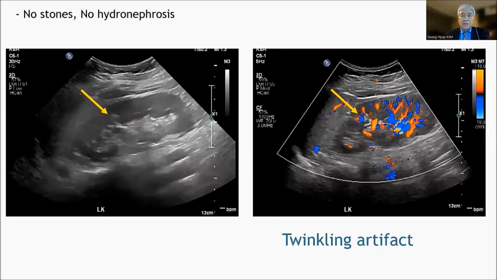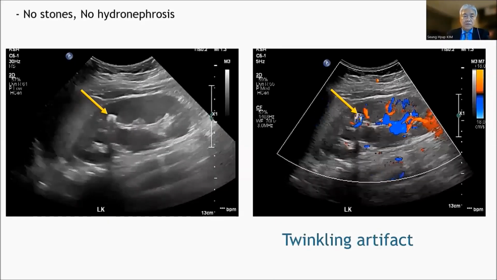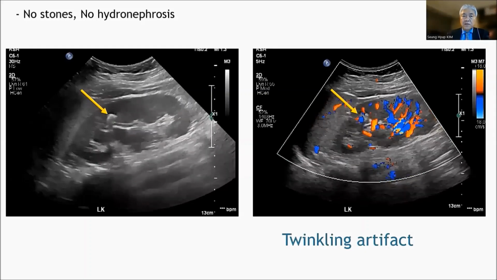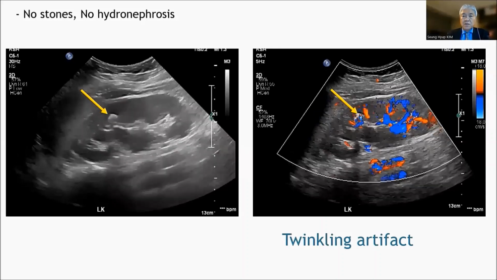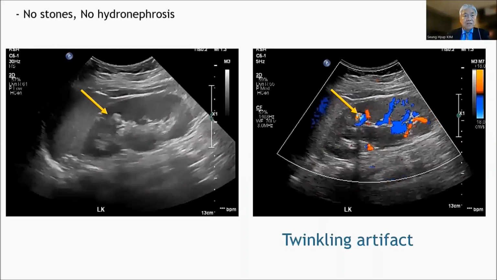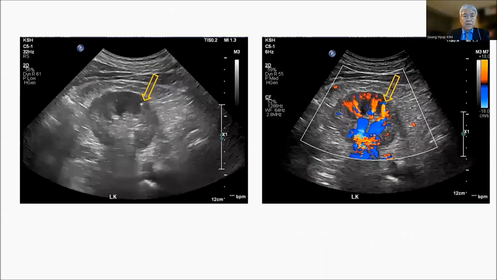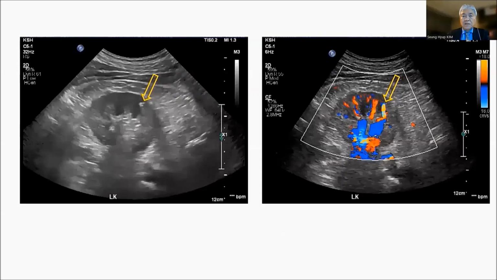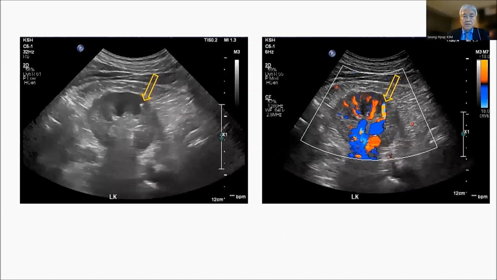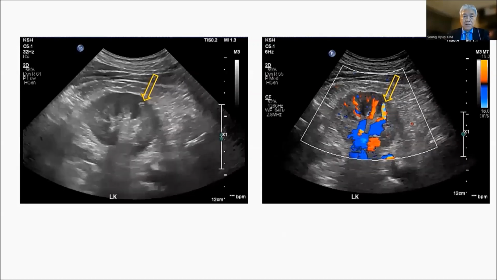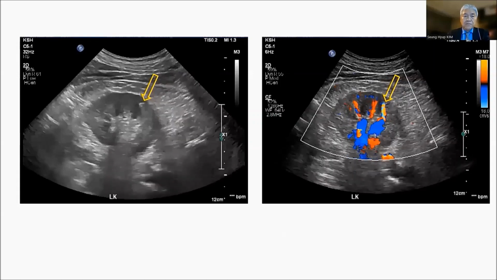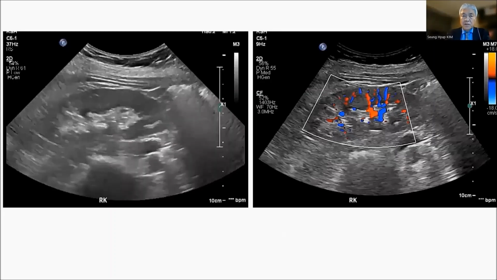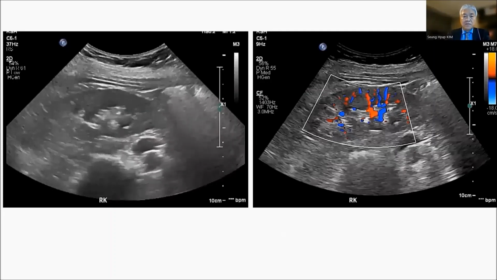Next thing to see is stone or hydronephrosis. This size stone in the calyx is easy to find out, and Doppler twinkling artifact is helpful to detect stones. Twinkling artifact is especially helpful in detecting small papillary calcifications that appear as hyperechoic dots. How about this case? Can you detect the renal stone in these grayscale ultrasound images?